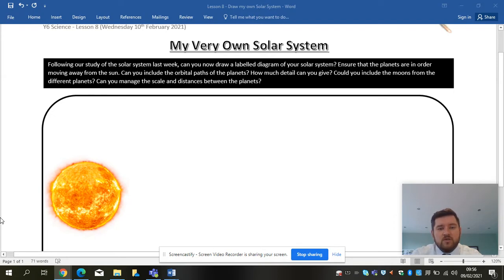There's two ways that you can do this task today, and I'm going to explain them both, and then you can pick how you'd like to interpret it. So following our study of the solar system last week, can you draw a label diagram of your solar system? Now, when it says your solar system, that's where we can pick and choose how we want to do the task. Ensure that the planets are in order, moving away from the sun.